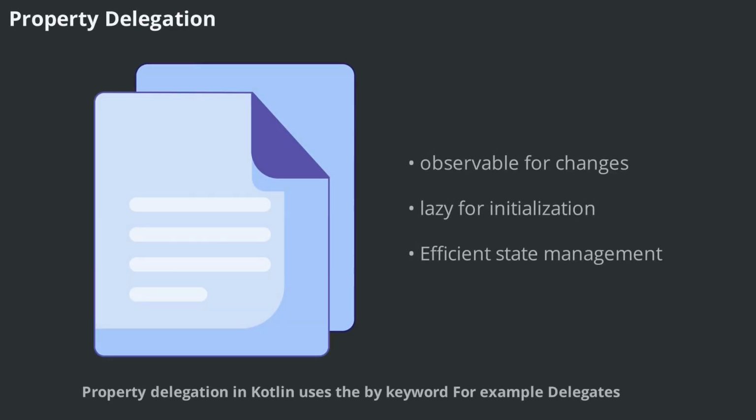Property delegation in Kotlin uses the by keyword. For example, Delegates.observable lets you react to property changes, while lazy initializes values only when needed. These tools help you manage state and initialization efficiently.